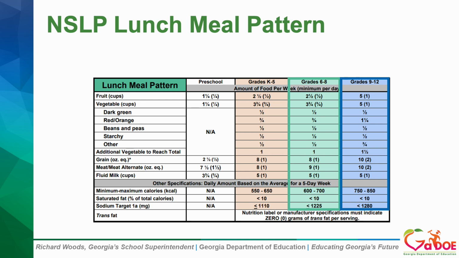Grades 6 through 8 require 3/4 cup of vegetables daily or 3/4 cup weekly. Grades 9 through 12 require 1 cup of fruit and vegetables daily or 5 cups weekly. For grains and meat or meat alternates, the requirement is 2 ounce equivalents per day or 10 ounce equivalents for the week. Let's discuss how this information relates to your recipe for the student chef competition.